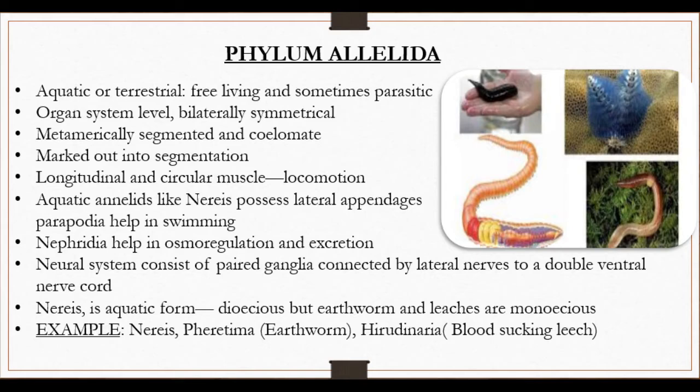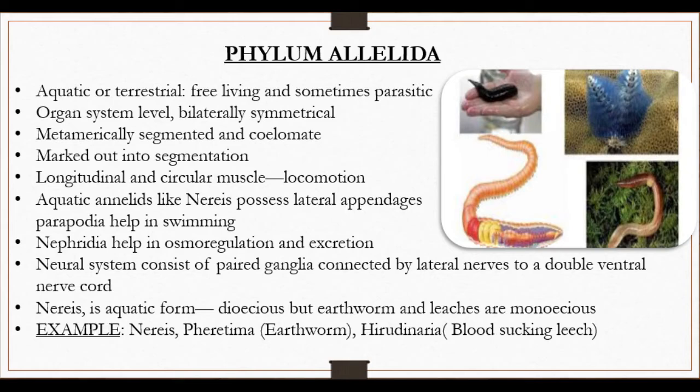So what is the case of dioecious and monoecious? There are two new words for you. Let's know the meaning of dioecious and monoecious. Dioecious means when the sexes are separate in an organism. And if both sexes are found in a single organism itself, it is called monoecious.